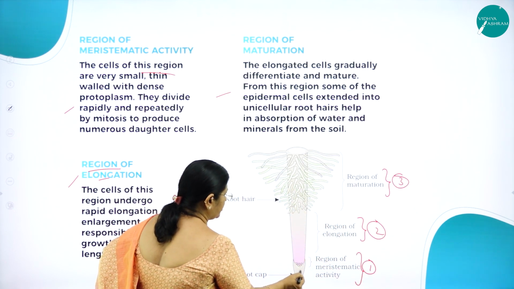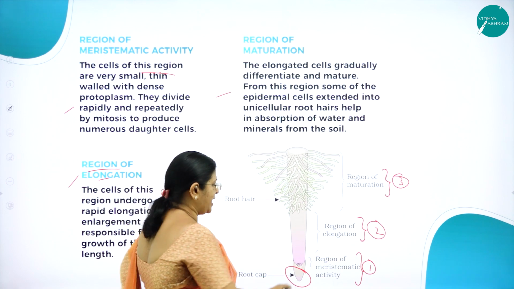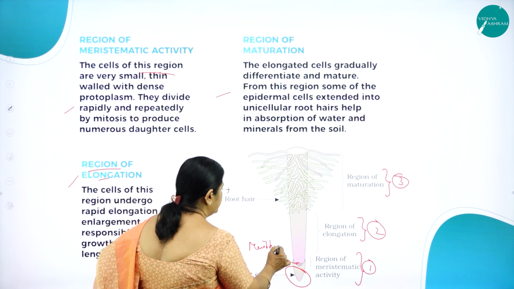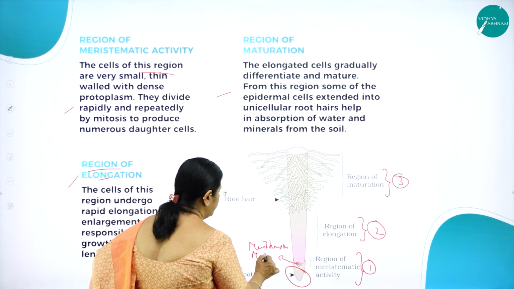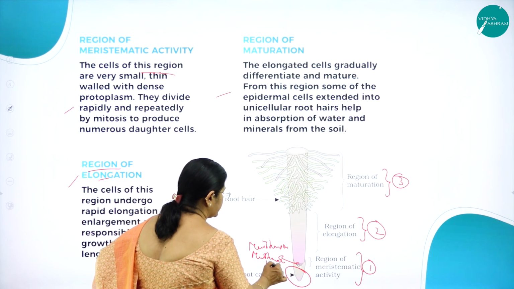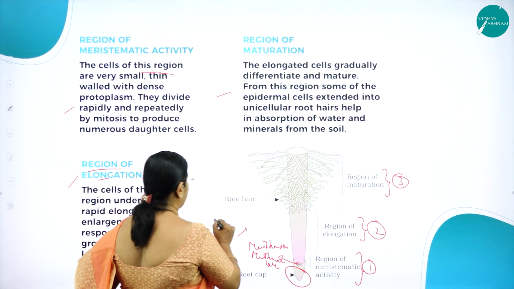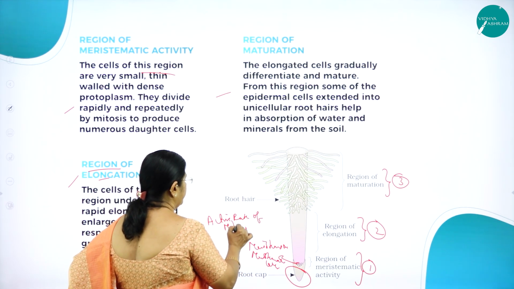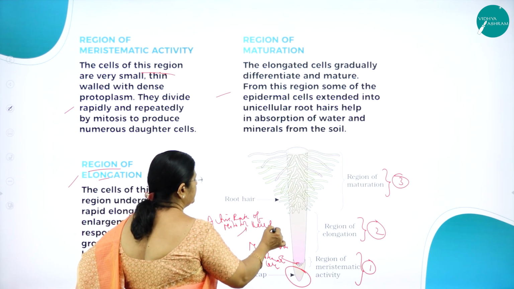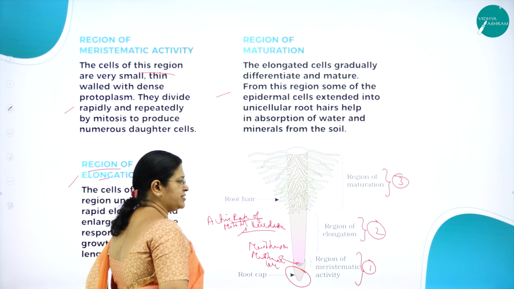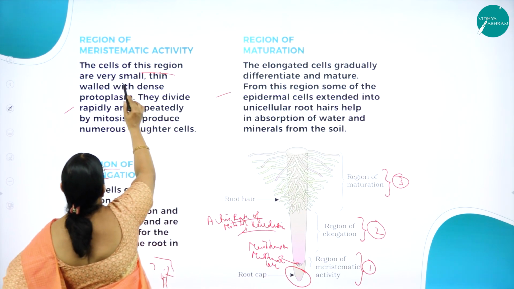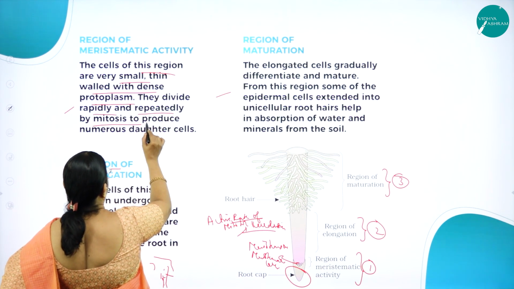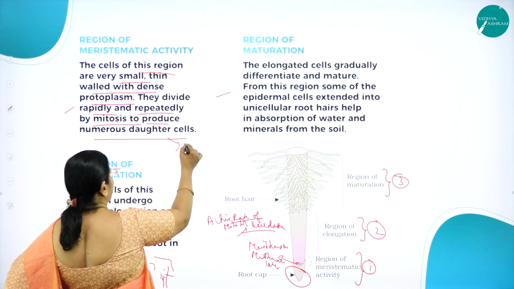So here, as I said, this is the root cap. Very important is the root cap. And this tip has what? You can see here small cells. These are called meristems or meristematic cells. And they have a property of what? Active rate of mitotic cell division. So the cells of this region are very small, thin walled with a dense protoplasm, and they divide rapidly and repeatedly by mitosis to produce numerous daughter cells which help in what?